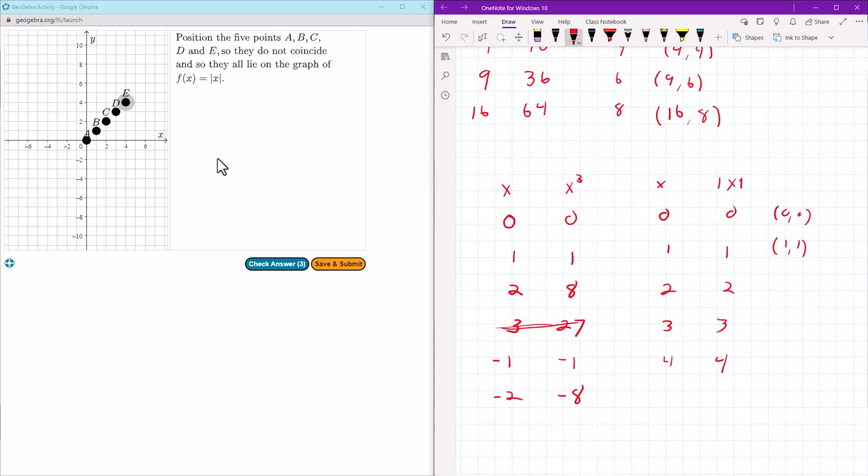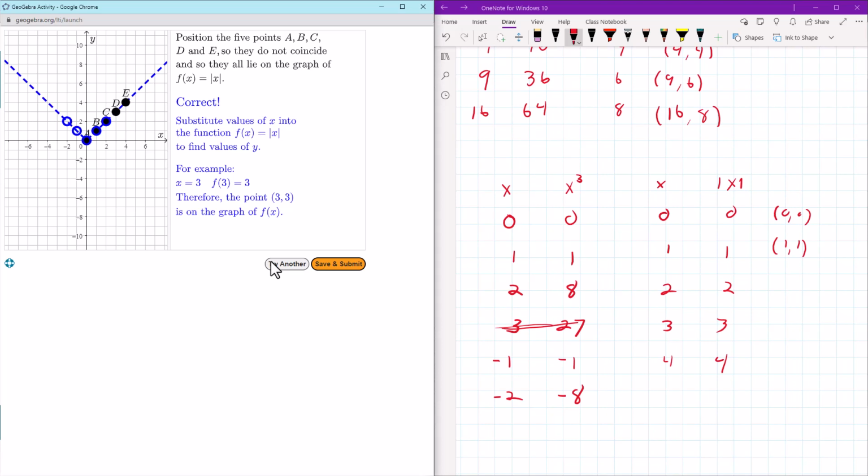Let me see if they will actually take this, and they do. Of course, they kind of hint right here that they wanted you to plot points over there to get the graph going, but still, it works just fine.